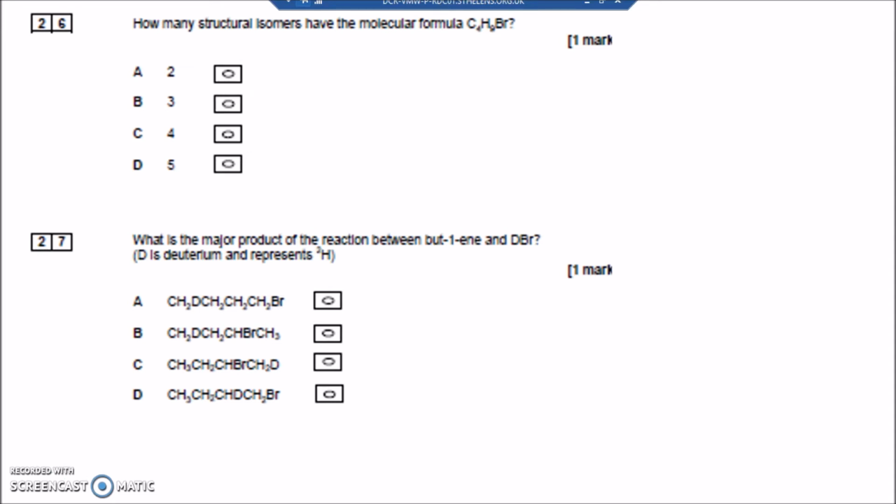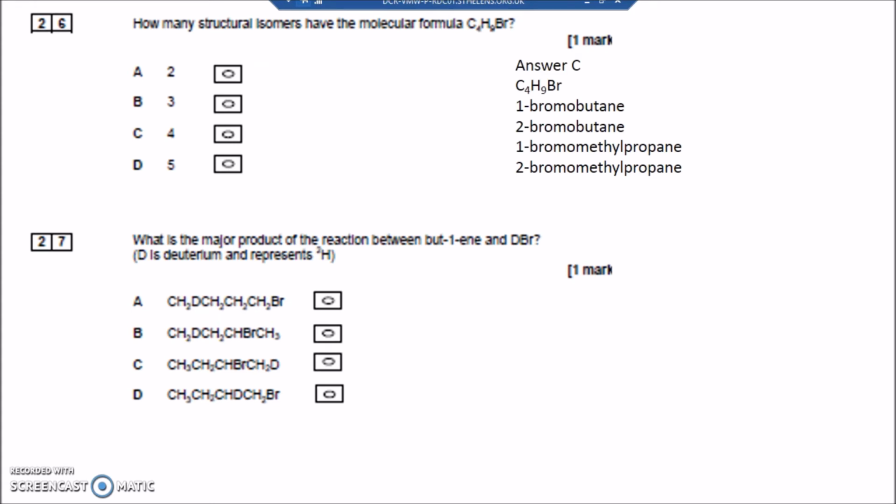I could shorten the chain to 3, and I could have methyl propane, and then the Br could be at carbon number 1 or carbon number 2, so that's 2 more. So there's 4 in total. If the Br was on carbon number 3 of methyl propane, it would be the same as 1 on methyl propane. So I can have 1 bromobutane, 2 bromobutane, 1 bromomethyl propane, and 2 bromomethyl propane. The chain can't get any shorter than that, shorter than 3 with a branch. So my answer is C.